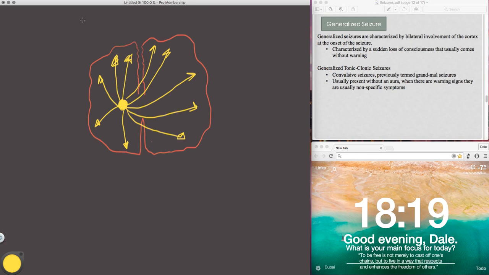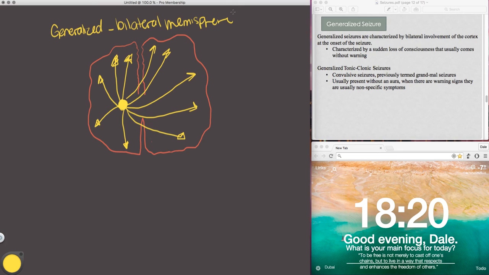So in terms of generalized seizure, what we're looking at is involvement of both hemispheres, where we see bilateral hemisphere involvement. Another name for generalized seizure is your generalized tonic-clonic seizure. That's the most common type of generalized seizure.